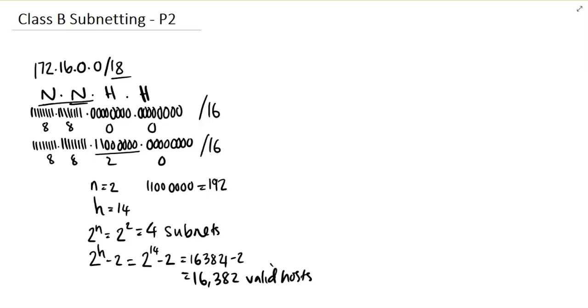But what about the block size? The block size will be 256, because in each octet you have only 256, minus the mask. And this mask calculation is right here. So 256 minus 192 gives you 64. So we have a block size of 64.